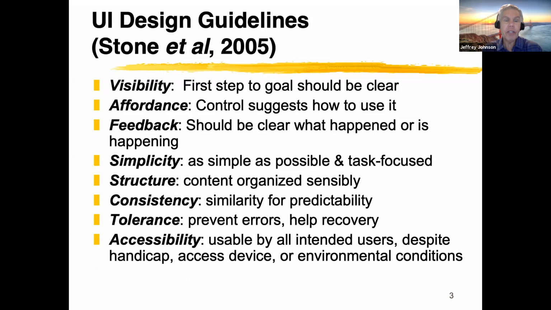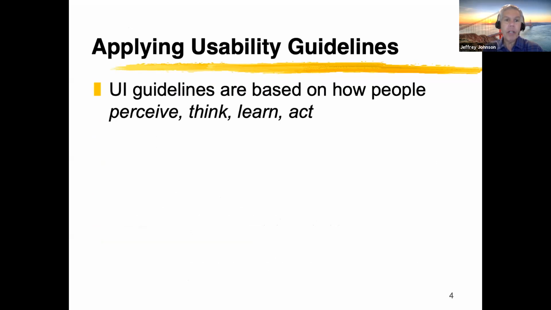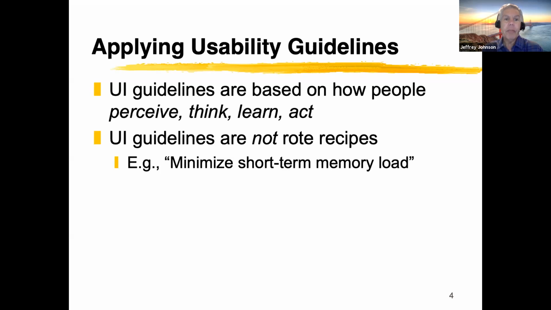And here's another set of guidelines from another author. And even though the wording is different, they're actually very similar to the guidelines that Ben Shneiderman put forward. And so one would wonder, did the author Stone et al. copy from Ben Shneiderman? And the answer is no, they didn't copy. The reason that these guidelines tend to be the same, regardless of who publishes them, is that they're based on us. They're based on people, how people perceive the world, how we think, how we learn, and how we act. And so because people are a particular way, the design guidelines are going to be the same regardless of who puts those guidelines forward.